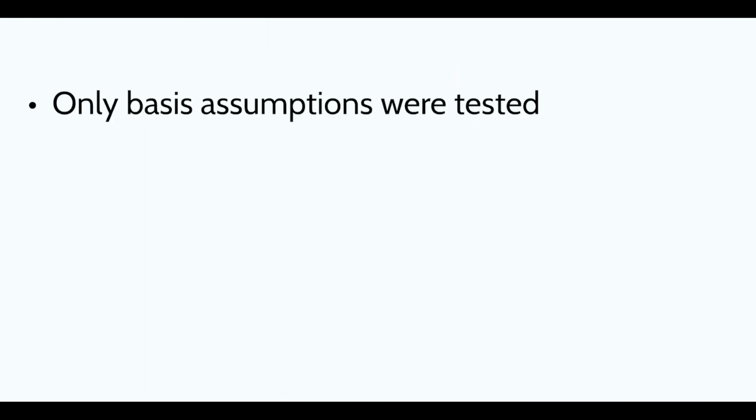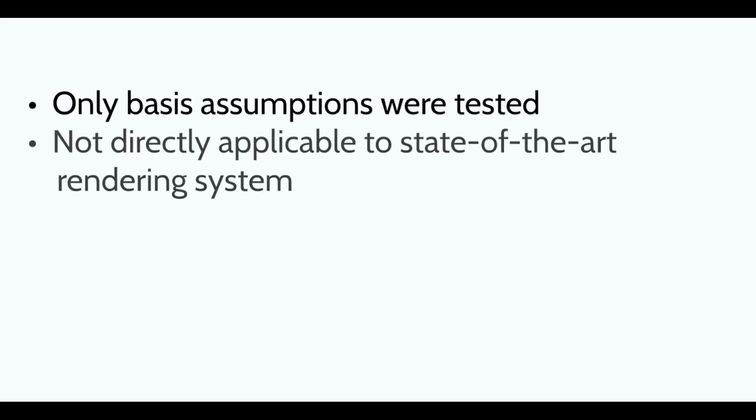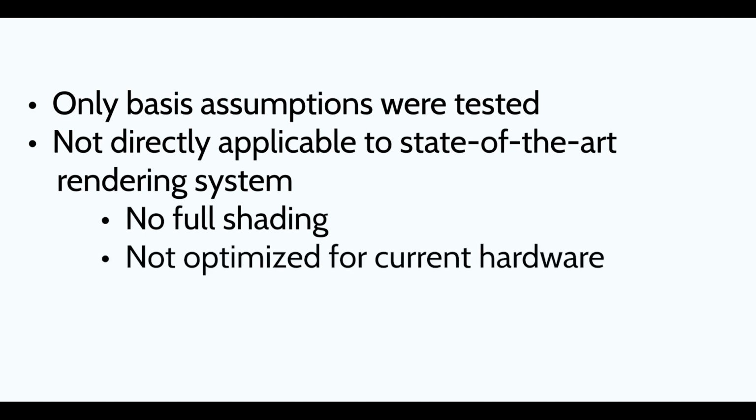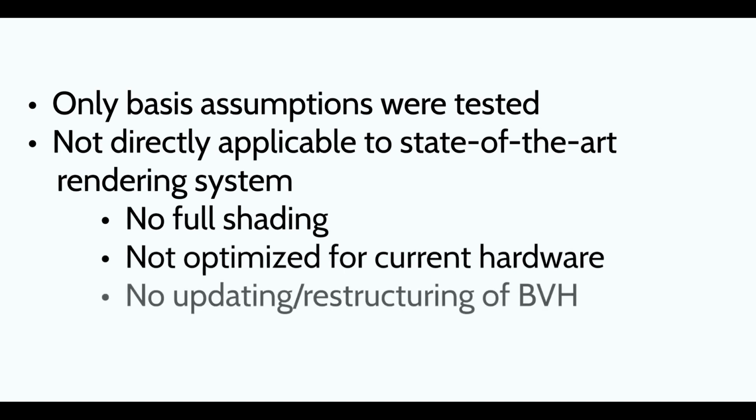Also, because this combination of methods is so new, I really tried to stick with the basis and test several core assumptions. However, this means that the current implementation of the adaptive BVH does not compare to what we would like to see in a real state-of-the-art rendering system. For example, it does not do full shading of the model, as only primary rays are traced. It runs on a CPU instead of the GPU, and it is not fully optimized. Furthermore, the algorithm does not work yet for dynamic scenes and dynamic foveas, in which case we would want to update or restructure the BVH rather than fully rebuilding it.